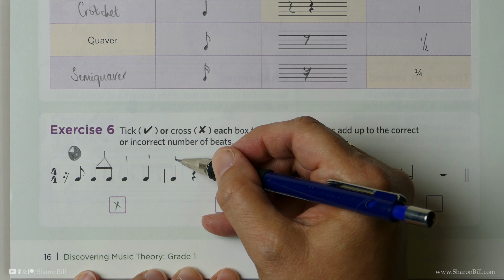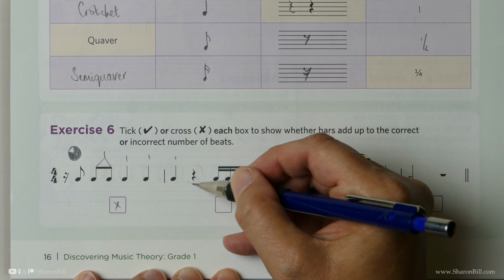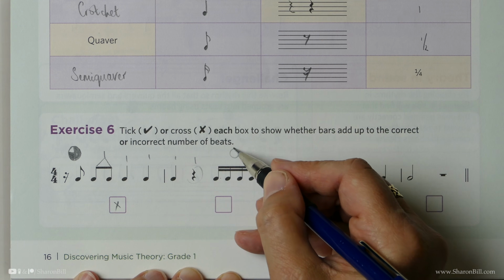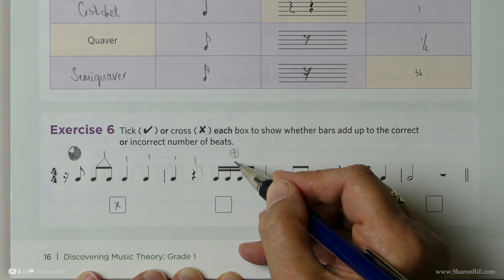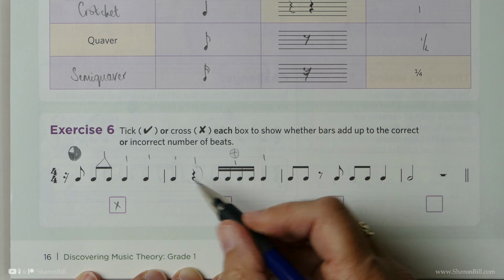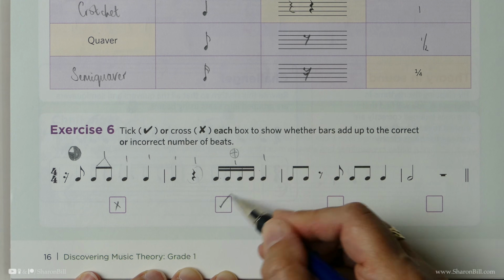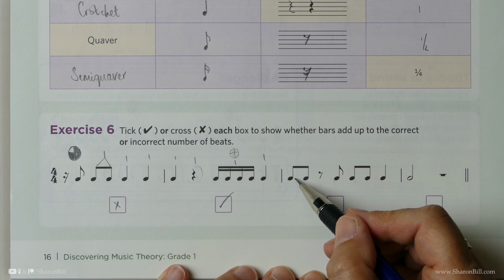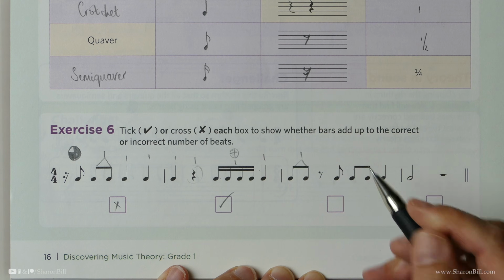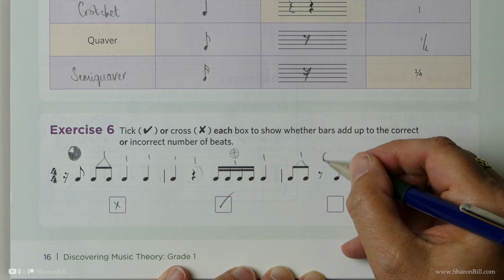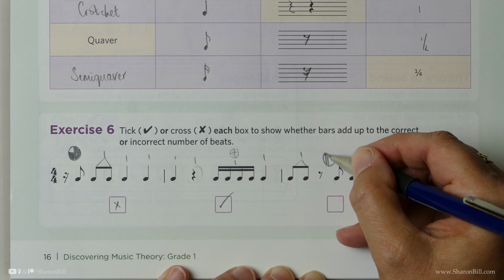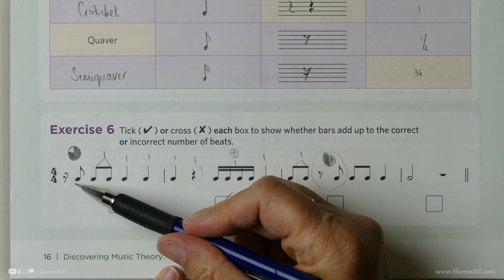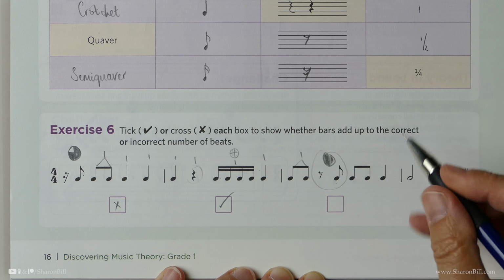So we have 1 beat here. That's a crotchet rest, that's a 1 beat. And then we know that 4 quarters makes a whole, so that's a beat. And there's 1 beat. 1, 2, 3, 4, that's correct. Let's have a look at this one. So we know that a half plus a half is 1. Here we have a half a beat rest and a half a beat note. So that is correct. Unlike that one, this one is a full beat, that's correct.